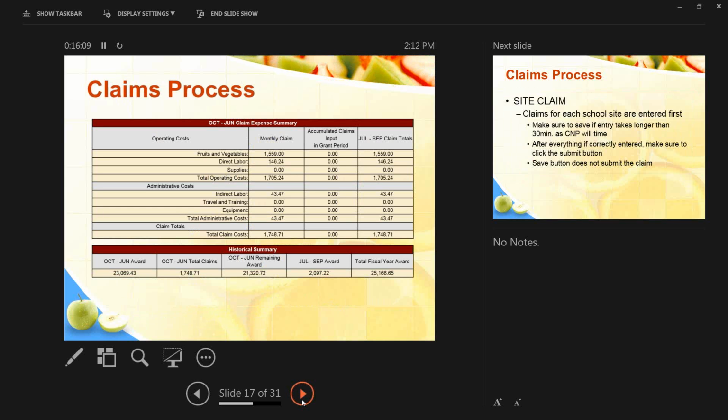So here you see a recap. It breaks down what costs you've claimed so far in terms of operating and administrative costs. Also on that historical summary at the end, it gives you that breakdown of what your different grant award amounts are, what your total award was, and what amount is remaining. So you can use that hopefully in conjunction with a great budget spreadsheet to keep track of the grant amount you've spent and what you have remaining.